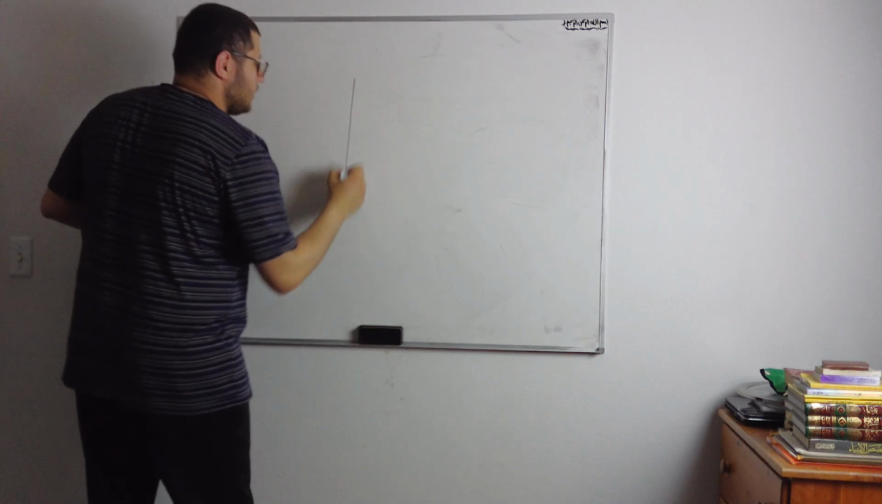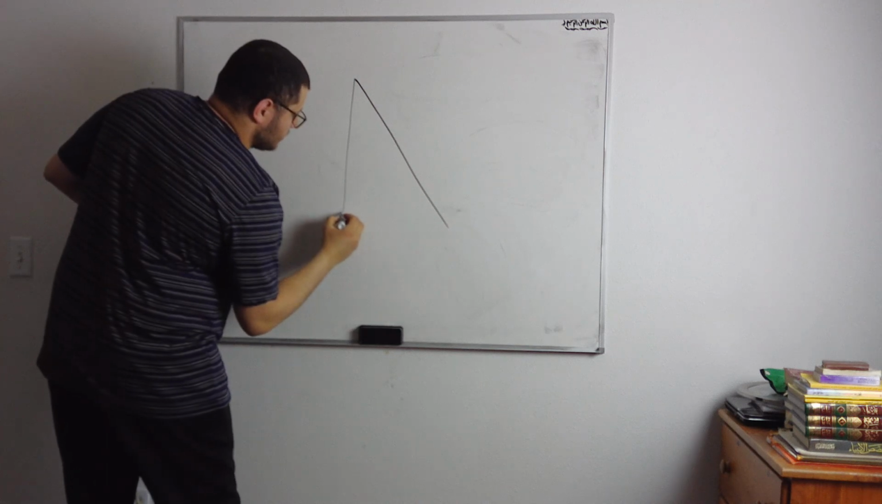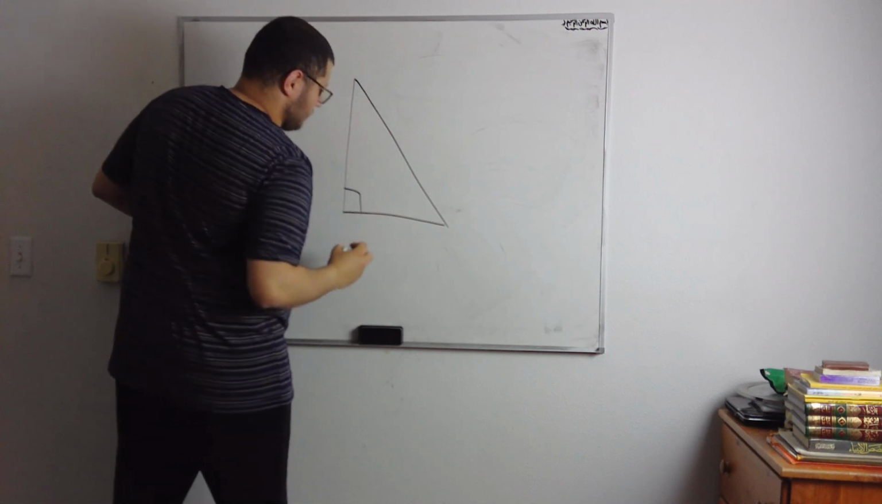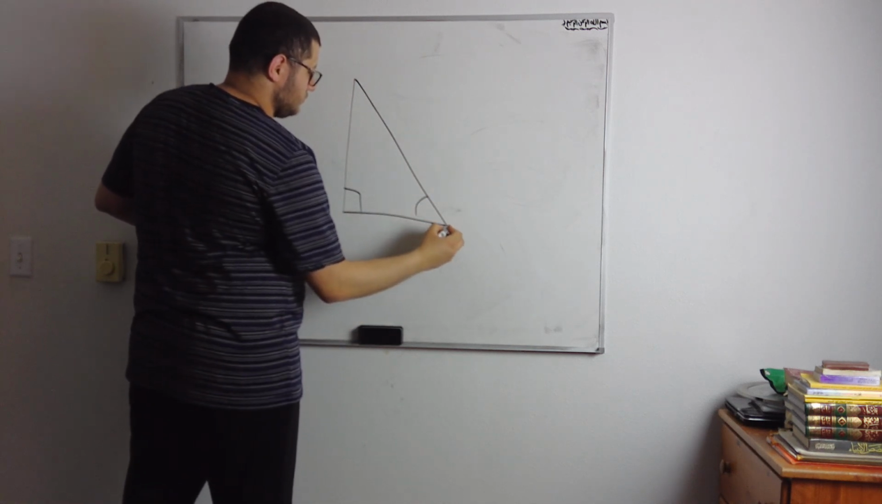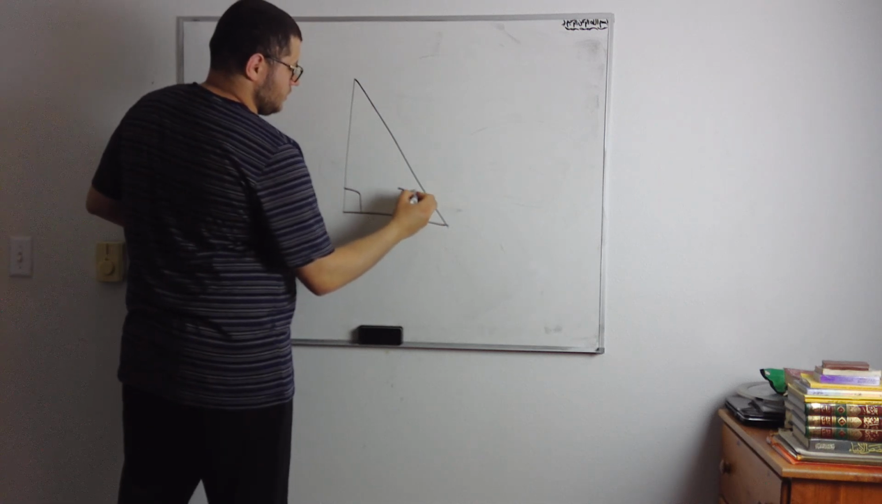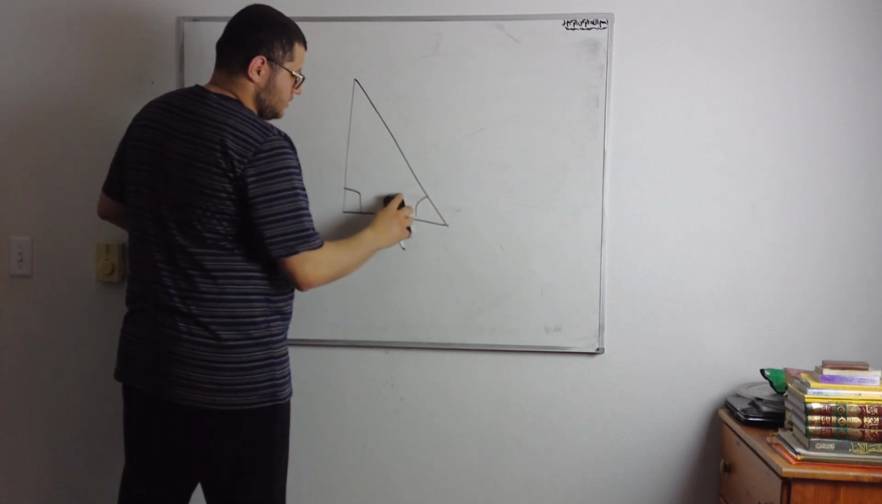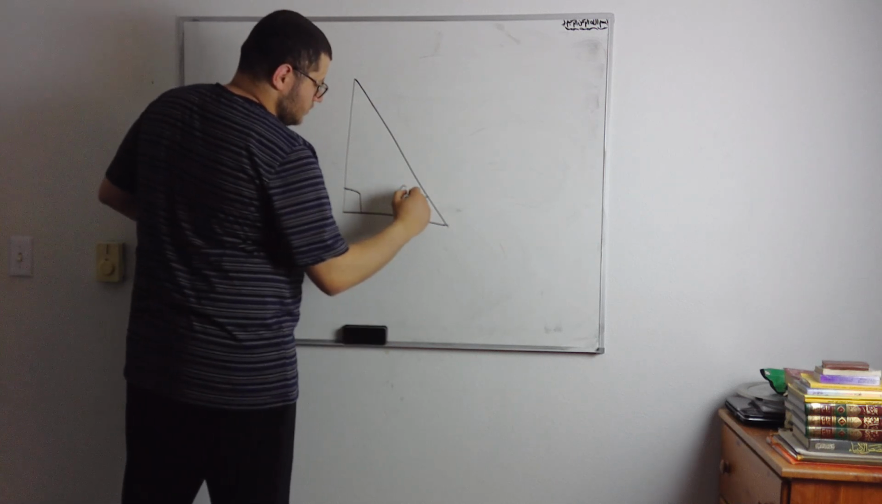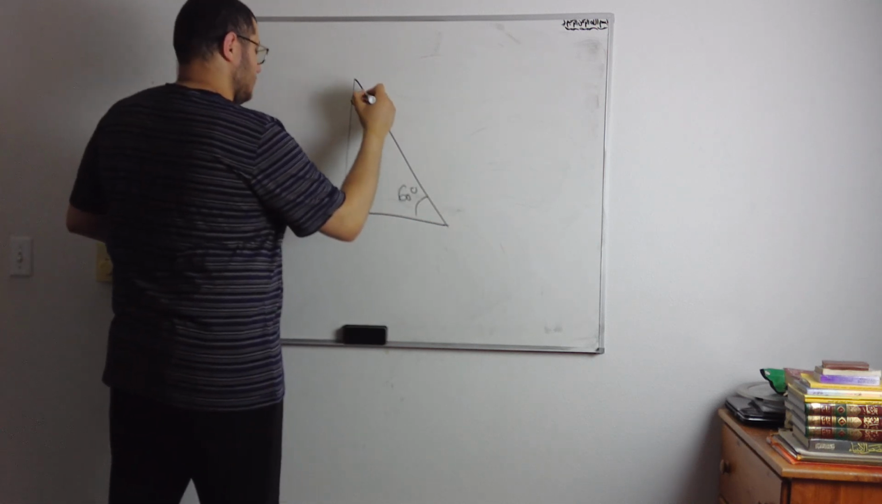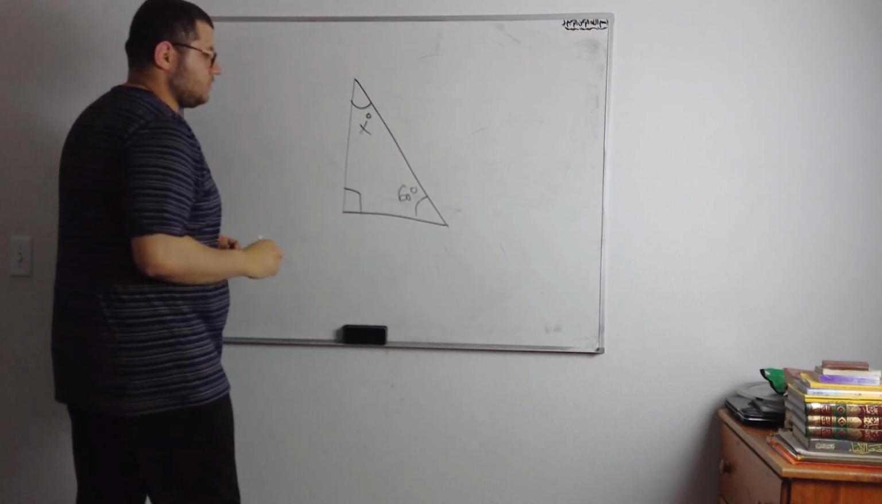So you have a triangle. This time it's going to be a right triangle. Let's say this angle is 60 degrees. And you're trying to find what? X. You're trying to find x.